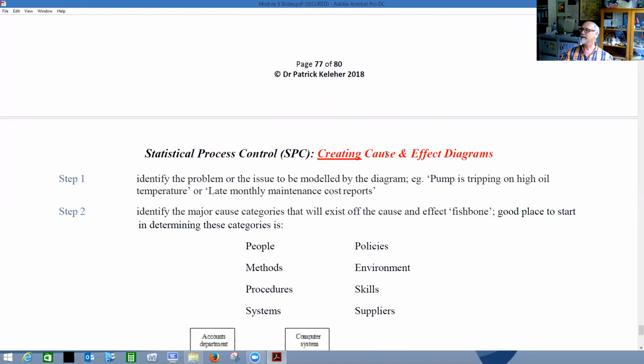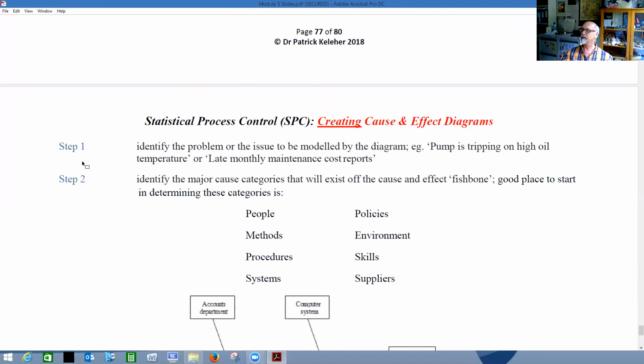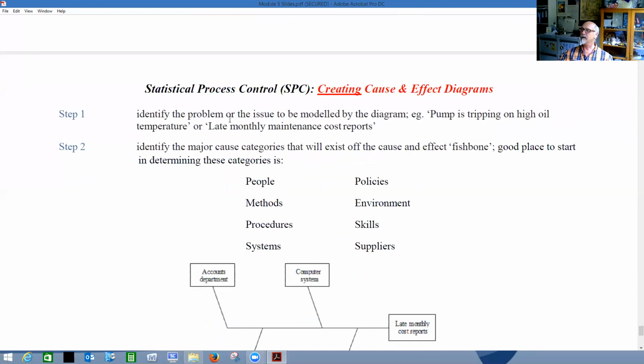And then finally, I'll just follow through this little example here, following through these steps, creating a cause and effect diagram. So first of all, identify the problem. Again, remember you're brainstorming with people, get as many people as you can in the room with regards to what the cause of the problem is and why it's occurring. So identify the problem or the issue to be modeled from the diagram. The pump is tripping on the high oil temperature, or late monthly maintenance cost reports, whatever it might be.